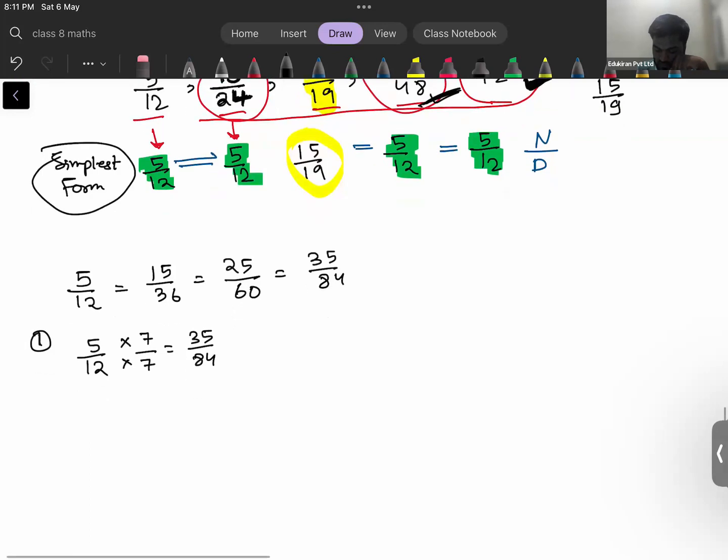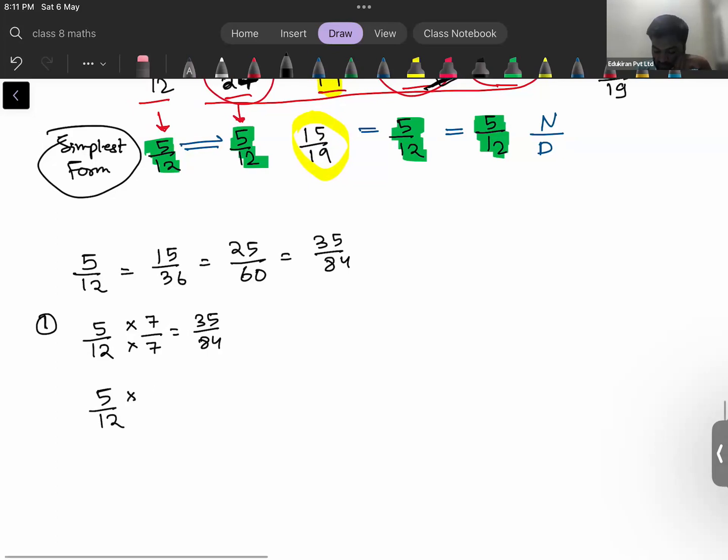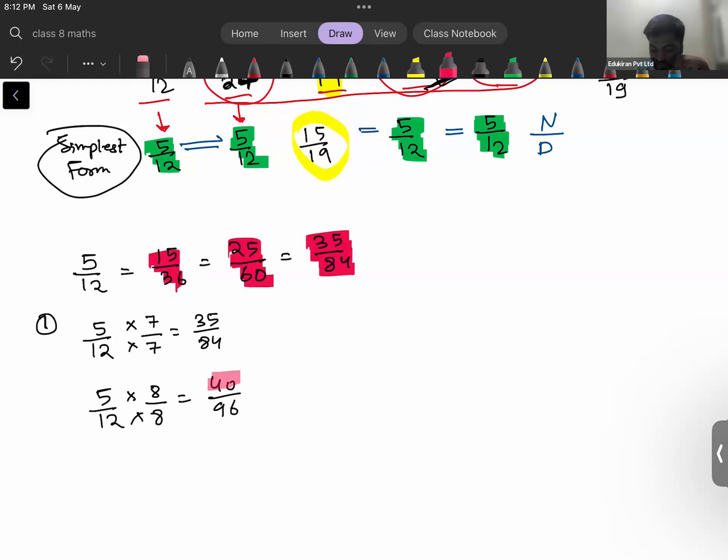Okay. Similarly, you can multiply the numerator and denominator with another value, that is 8, right? It will be 40 upon 96. So these could be our equivalent numbers.